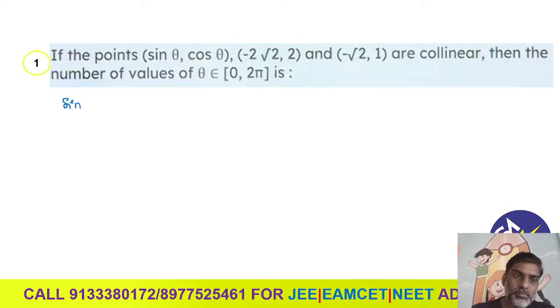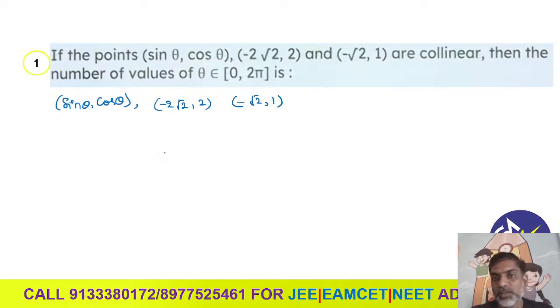The first point is sin theta comma cos theta, the second point is minus 2 root 2 comma 2, and the third point is minus root 2 comma 1. These 3 points are collinear. Let us take this as A, this as B, and this as C. The first one is the slope of AB.